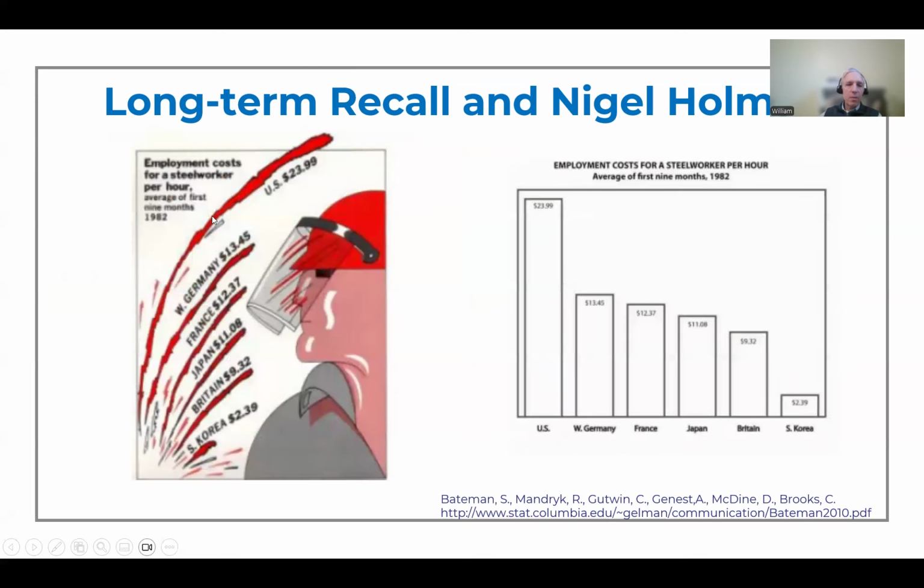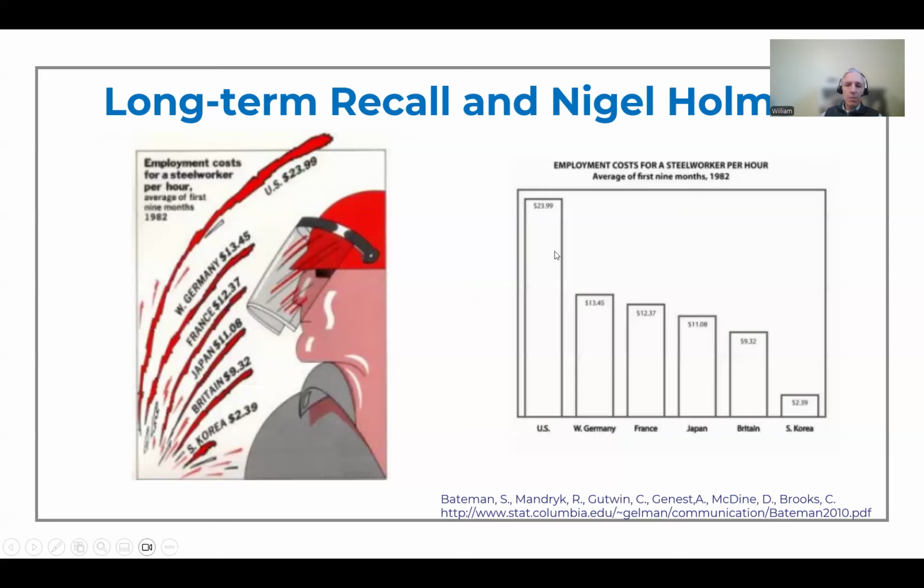This is about employment costs of a steel worker per hour in the U.S., Germany, West Germany, France, Japan, Britain, and South Korea. So this is clearly just junk art. Just putting this up here draws your attention to it, but that's about it. I'm not sure what the significance of the red is. I understand what the graph is doing, but I'm not sure why they painted it red other than to call your attention to it and to get it kind of symmetrical with the guy's helmet here and the color style.